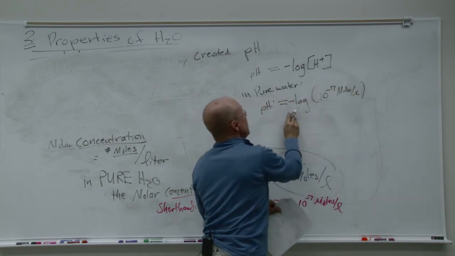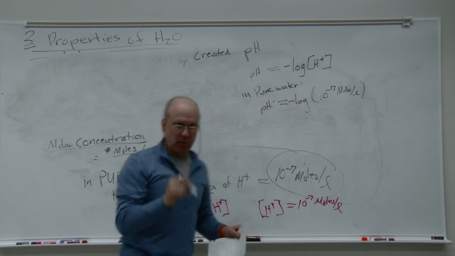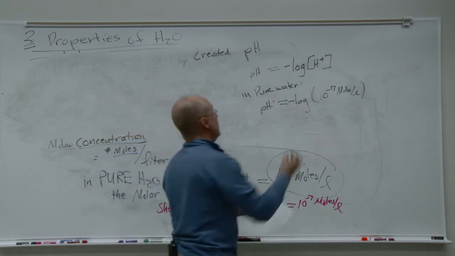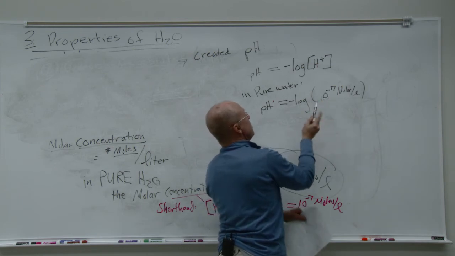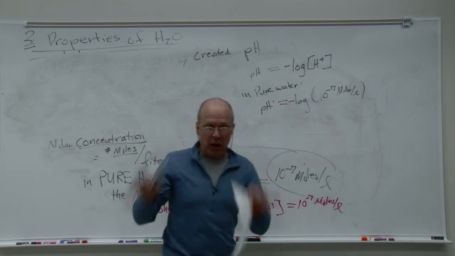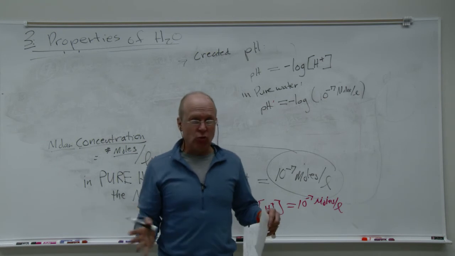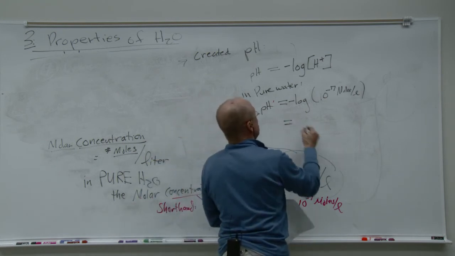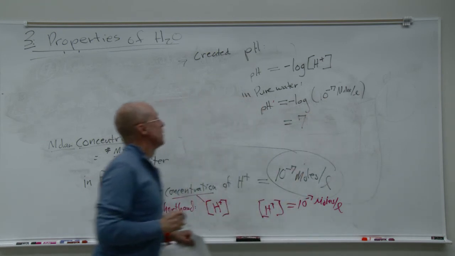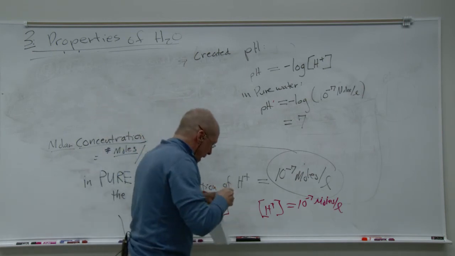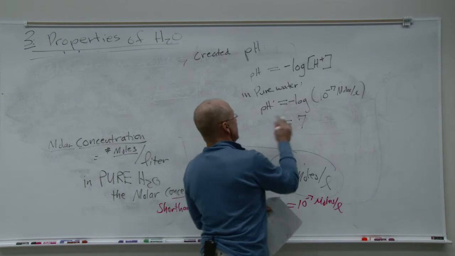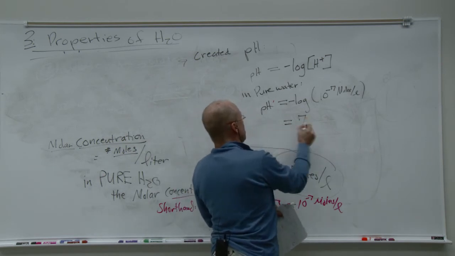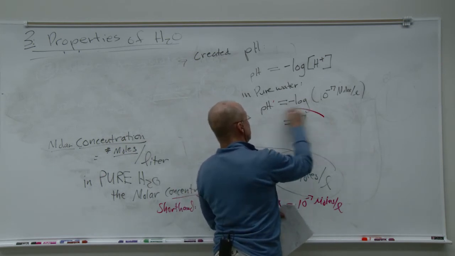And what this logarithm transformation does, if you plug this into your calculators, if you put 10 to the minus 7th and take minus log of it on your scientific calculators, and I recommend that you do that, here's what you're going to get. You're going to get the number 7. So the big, huge, super huge take home about this is that in pure water, the pH of pure water is 7.